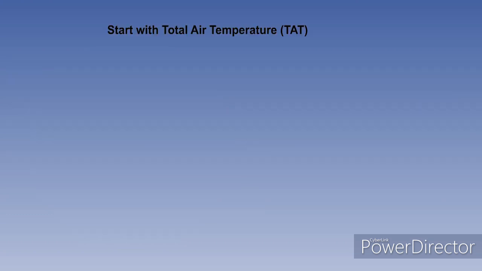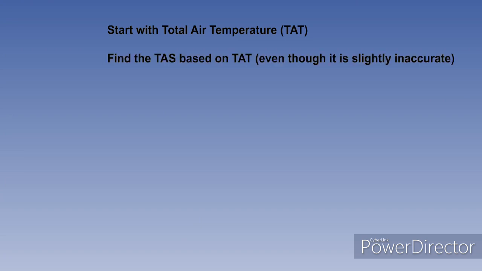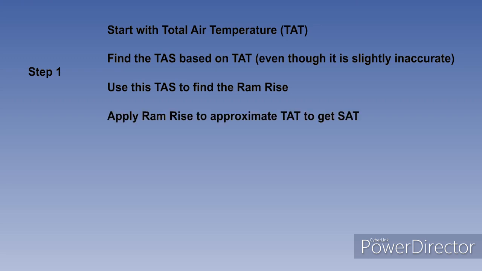The way to do it is to start with the total air temperature, even though we know that it will give us a slightly wrong answer for the TAS. We then use this close but not quite accurate TAS to find a ram rise. We apply the ram rise to get a static air temperature, or SAT. We then find the TAS again, but this time using our new SAT. This time it should be correct.